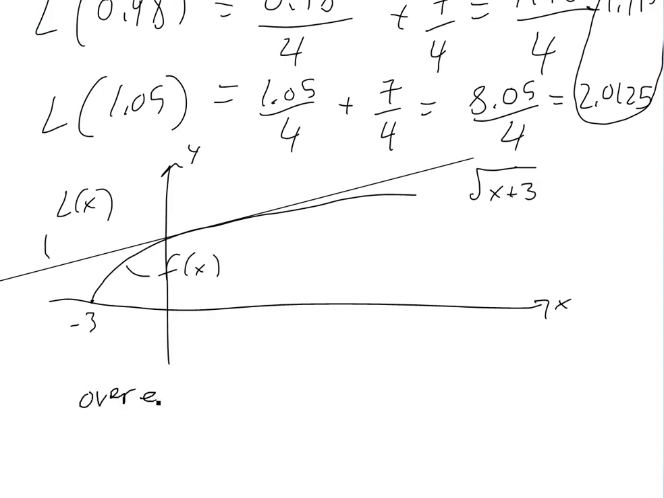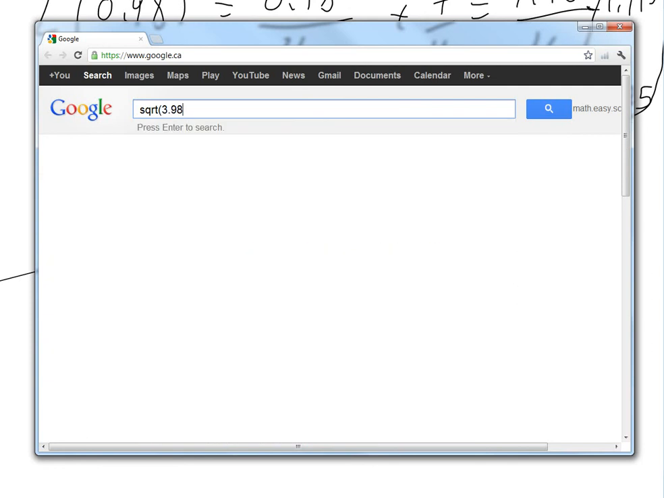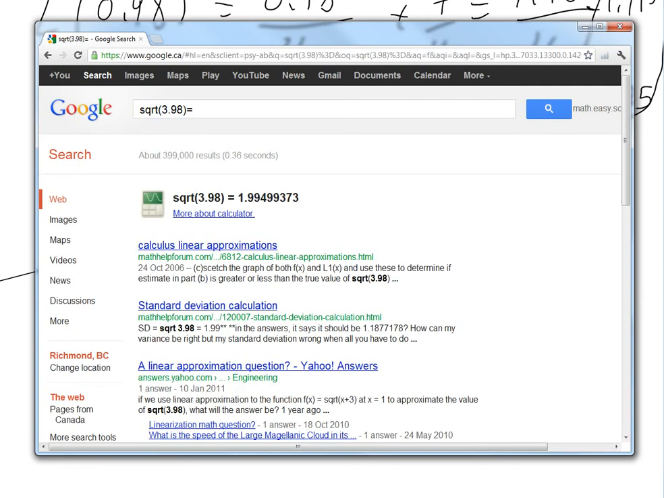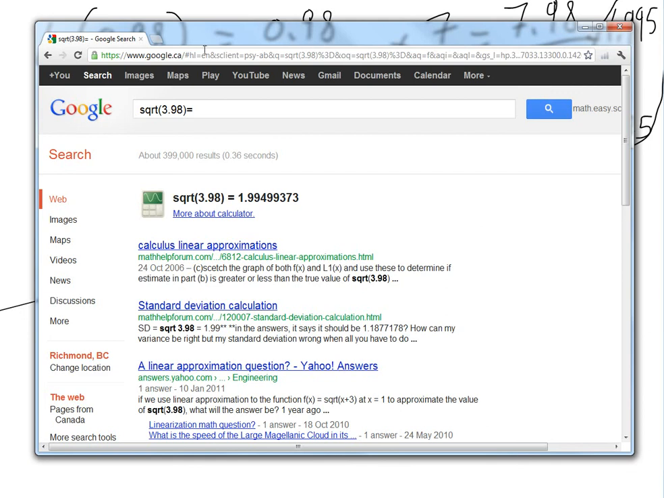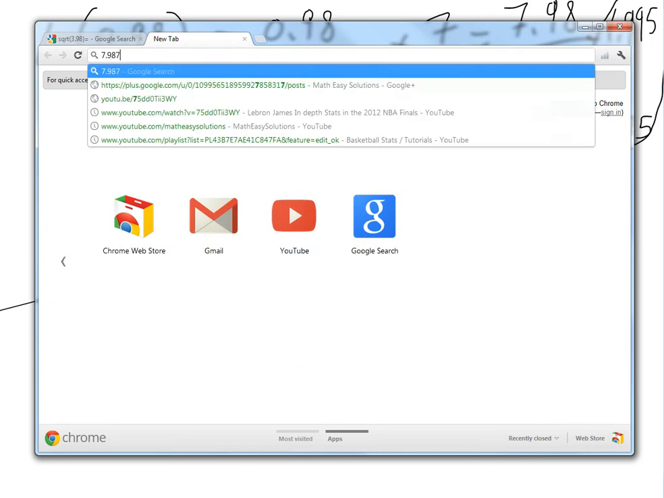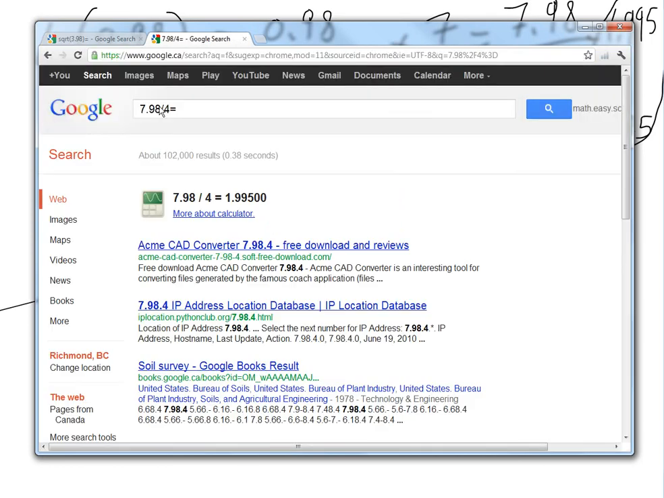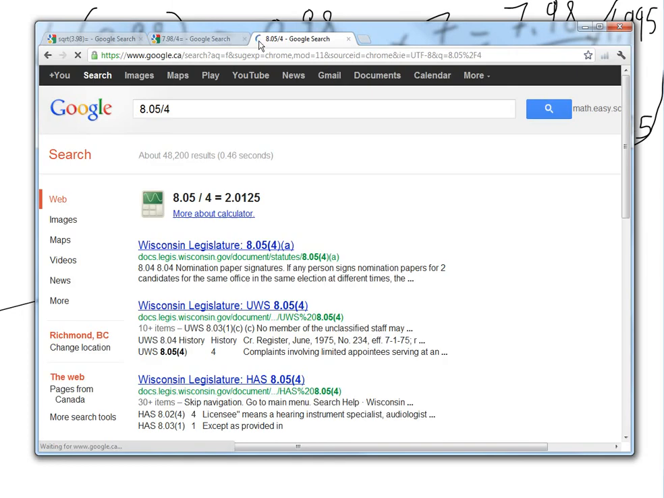We could even plug in the calculator and see it, because from this, it's always going to be greater than the value that f of x is at 1. If we plug into the Google calculator, the square root of 3.98 just equals 1.994 and 99 and so on. So the square root of 3.98 is equal to 1.994, etc., whereas our approximation was 1.995. I just want to see if this was right: 7.98 divided by 4, yeah, 1.995. And similarly, 8.05 divided by 4 is 2.0125.